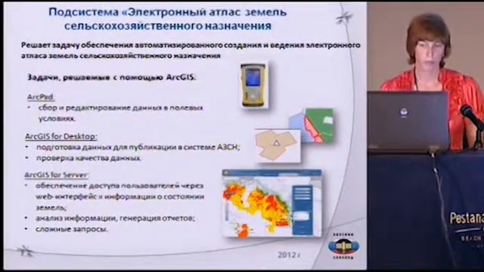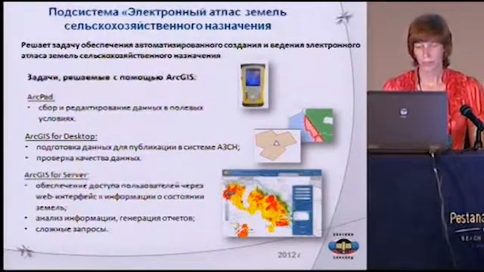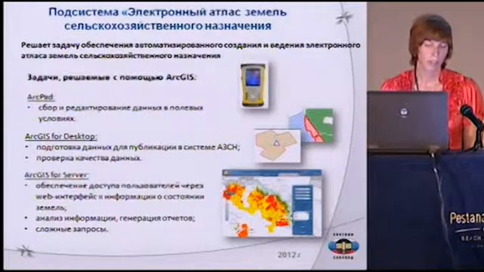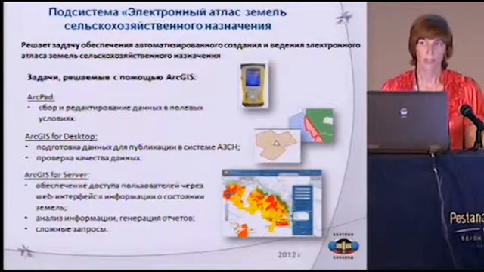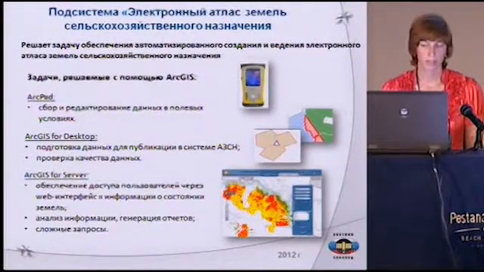Besides, the subsystem of electronic atlas of agricultural land was also implemented. Here we were able to put into use ArcGIS products of all levels. I mean mobile applications, desktop and server. Using ArcPad, data collection takes place in the field. ArcGIS for Desktop may clarify the boundaries of fields.